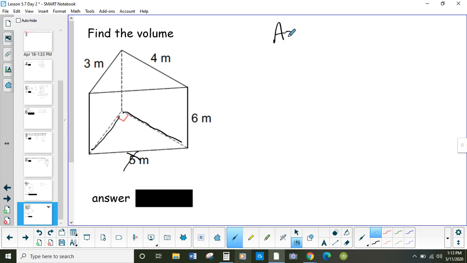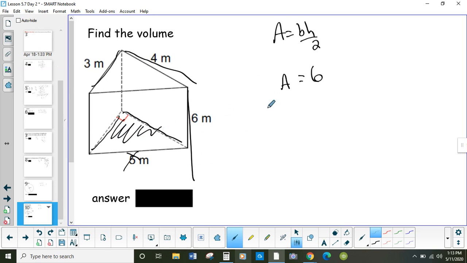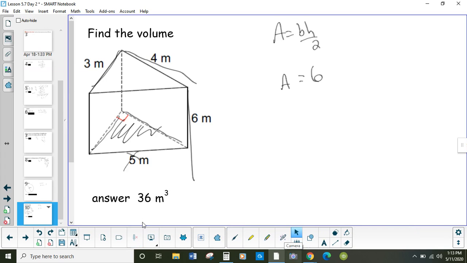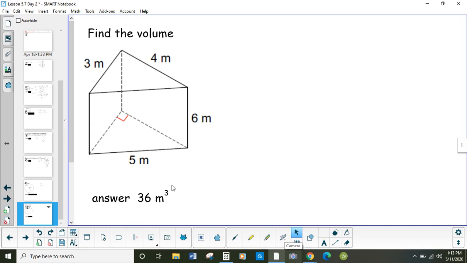So area of a triangle is base times height divided by 2. I got 3 times 4 is 12 divided by 2 is 6. So the area of the base is 6 multiplied by the height. 6 times 6 is 36. Do not forget to use meters cubed or units cubed since it is volume.